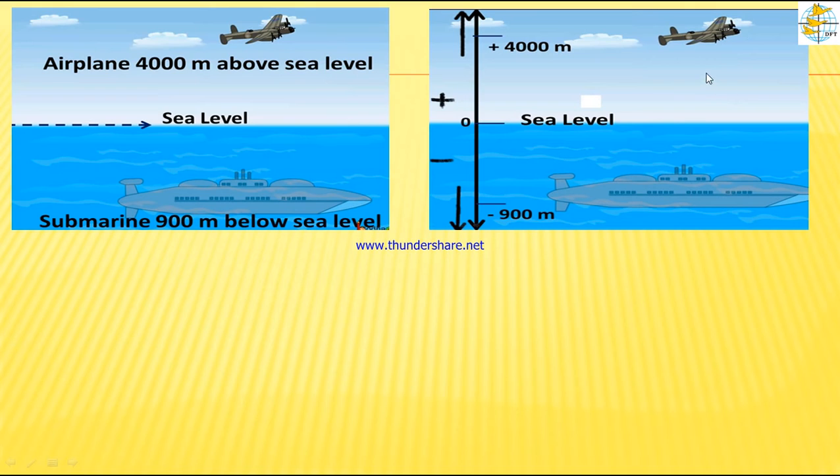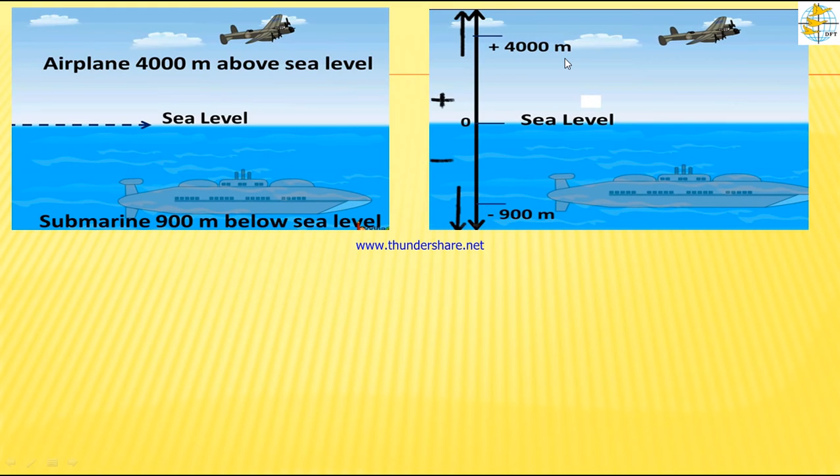Example, this aeroplane is flying at the height of 4000 meter above the sea level. So how do we represent that height of the flying aeroplane, 4000 meter? How do we represent it, with positive? Because above the sea level we represent with positive. So plus 4000 meter, or just 4000 meter, also can be written.